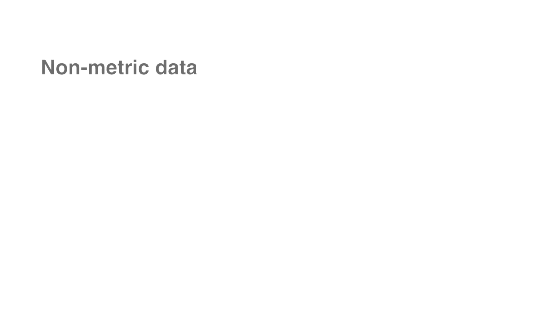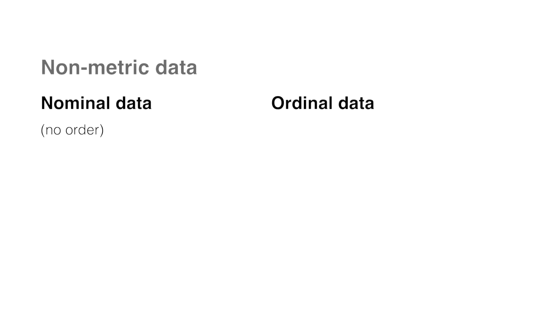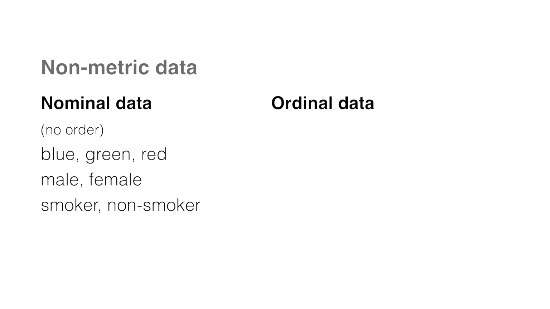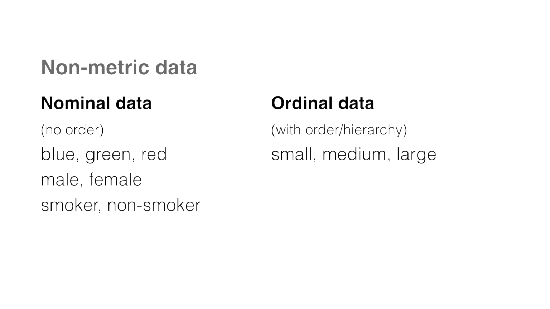So now it's clear that non-metric data are conceptually different from metric data. So what about the difference between nominal and ordinal data? Nominal data are characteristics or attributes that have no particular order, such as colors, blue, green, red, or gender, male and female. Also, the attributes smoker versus non-smoker are nominal data. Here, nominal means that we have classes with a name, which is the meaning of nominal data. Ordinal data are data with a hierarchy, such as small, medium, large, or the degrees, bachelor, master, PhD.